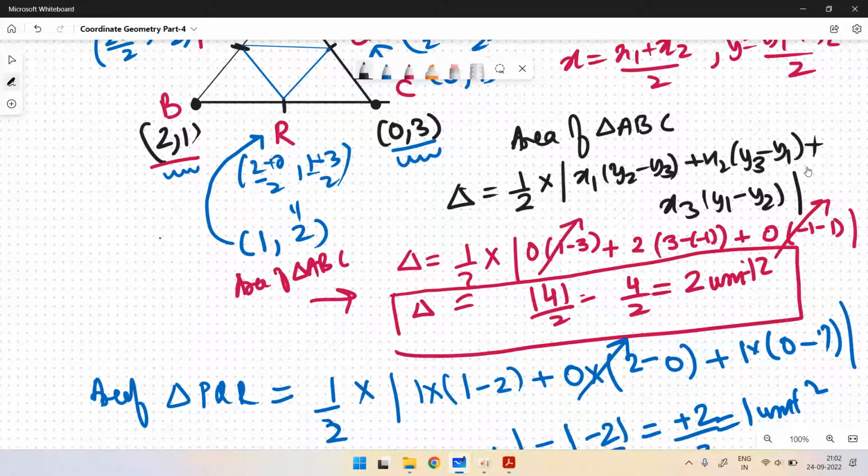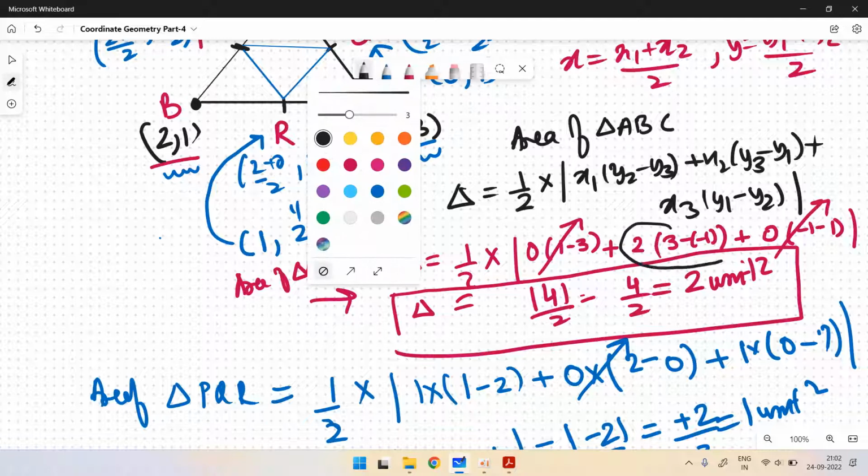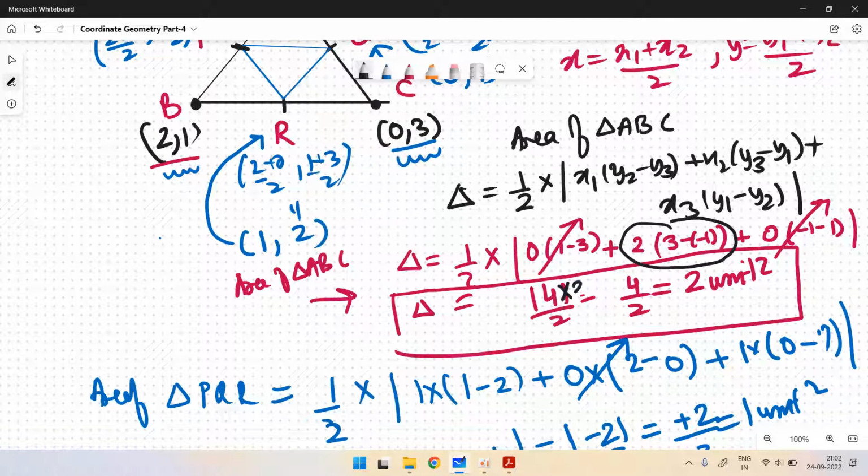From here, if you see, this is 3 minus 1 is 4, 4 into 2. This is 4 into 2 modulus, nothing of this is 4 into 2. So the area of triangle ABC is 4 and the area of triangle PQR is 1.